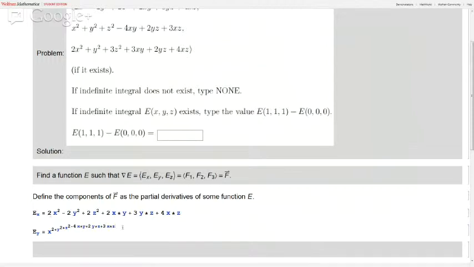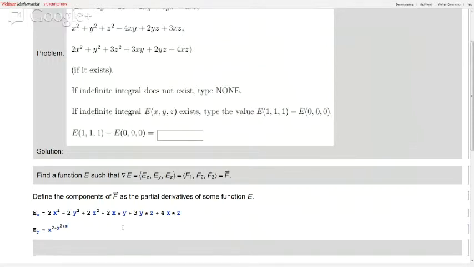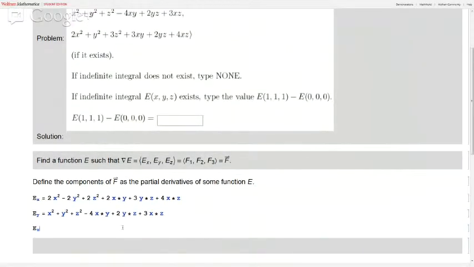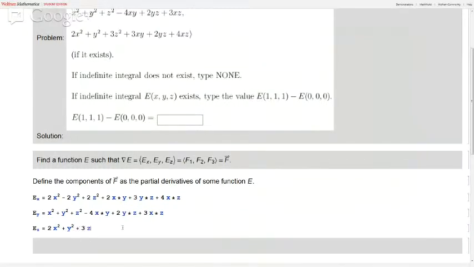Ooh, I've made a mess here. You should look at the screen while I type. X squared plus y squared plus z squared. There we go, much better. Minus 4x times y plus 2y times z plus 3x times z. And the partial of e with respect to z equals the third component of f, 2x to the power of 2 plus y to the power of 2 plus 3z to the power of 2 plus 3x times y plus 2y times z plus 4x times z.